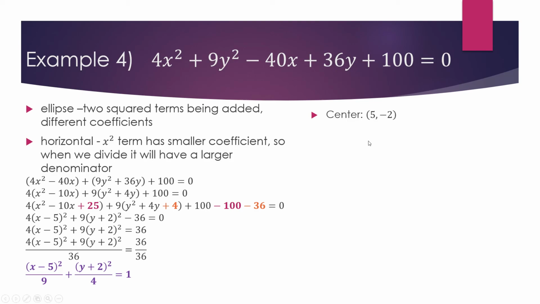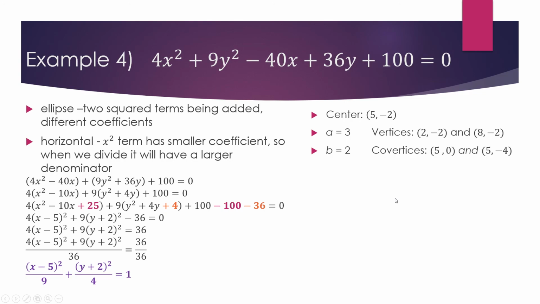So our center is the point 5 comma negative 2. Since a squared is 9, a would equal 3. Since this is horizontal, our vertices will be to the left and right of our center. So 2 comma negative 2 and 8 comma negative 2. Since b squared is 4, b will equal 2. So our co-vertices are 2 spaces above and below our center. So that takes us to 5 comma 0 and 5 comma negative 4.